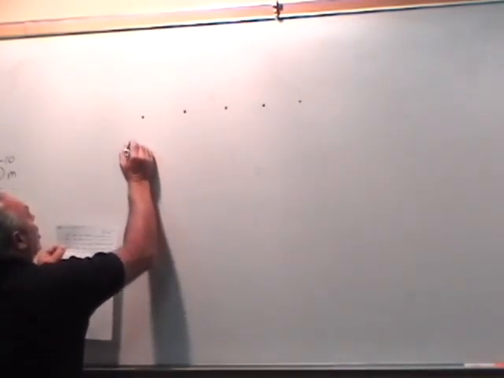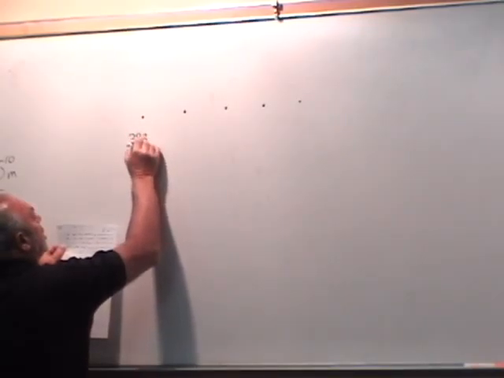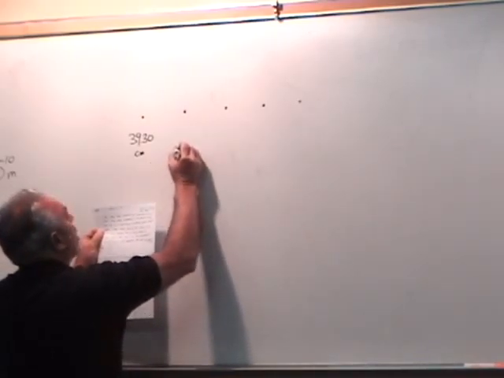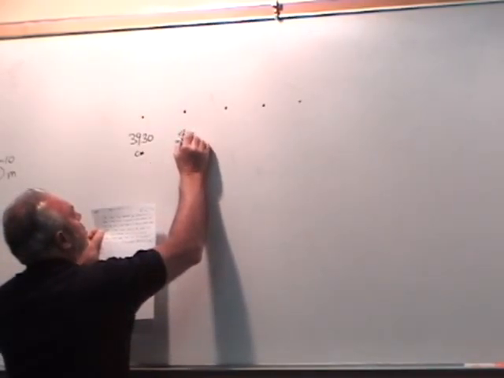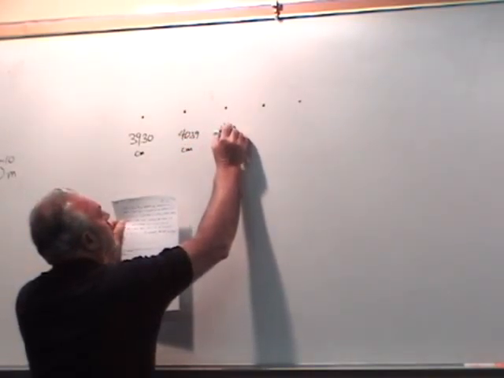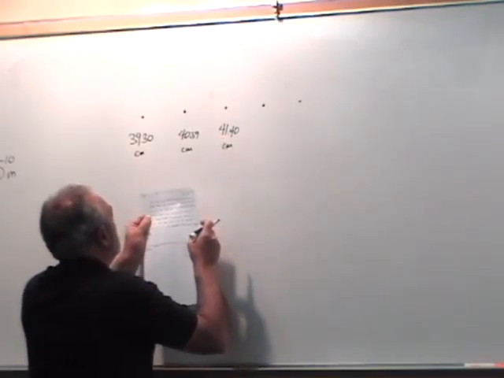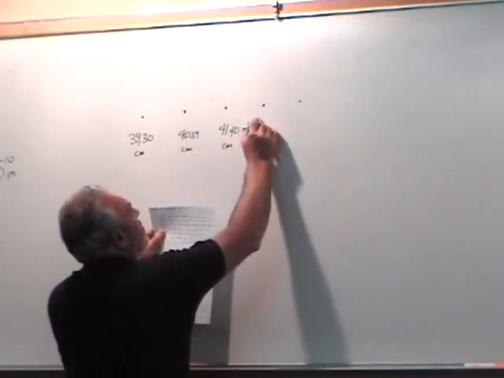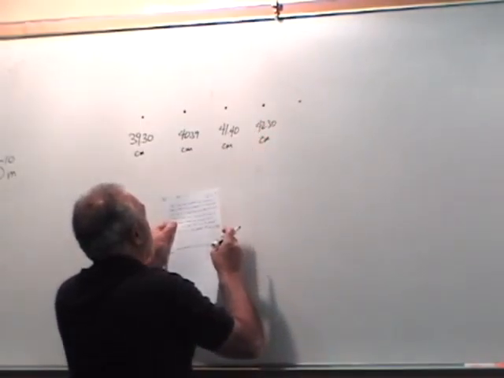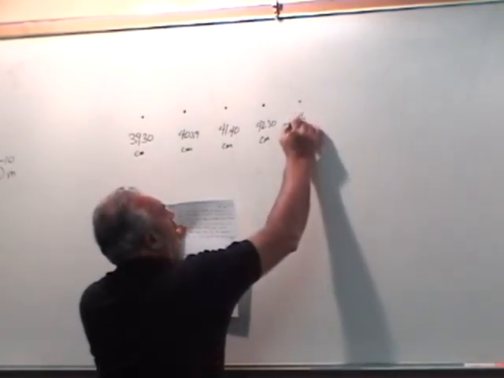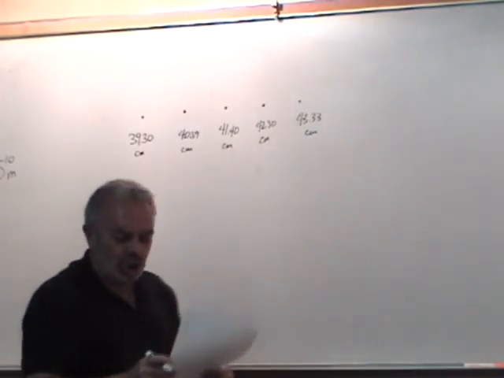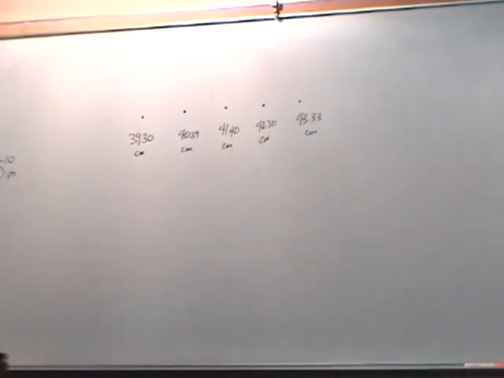39.30 centimeters. What's next? 40.39. 41.40. 42.30. And finally, 43.33, as the positions of those 5 spots.